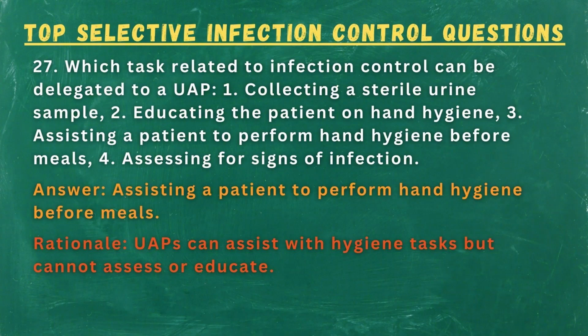27. Which task related to infection control can be delegated to a UAP? 1. Collecting a sterile urine sample. 2. Educating the patient on hand hygiene. 3. Assisting a patient to perform hand hygiene before meals. 4. Assessing for signs of infection. Answer: assisting a patient to perform hand hygiene before meals. Rationale: UAPs can assist with hygiene tasks but cannot assess or educate.